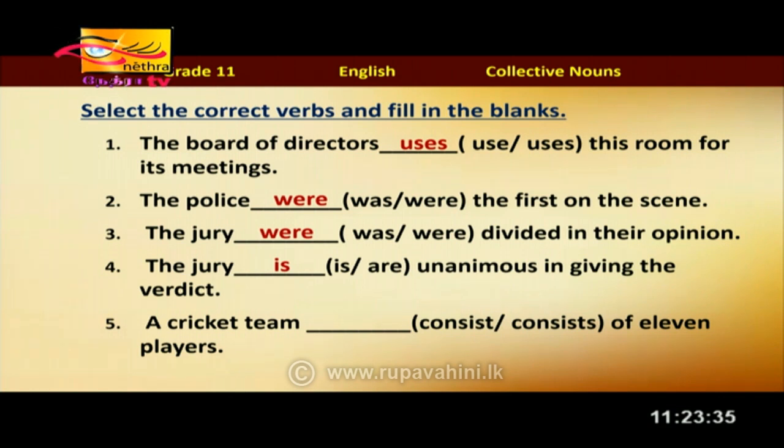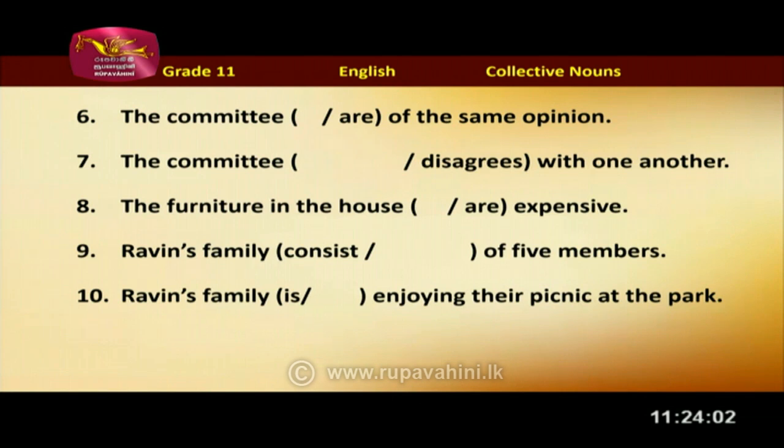And the fifth one, the cricket team. It's a team, children. There are 11 players and what is the word? A cricket team of 11 players. It has 11 players. Though there are 11 players, we take them as one team. So it should be singular. Hope you understand now. Let us continue the activity, children.